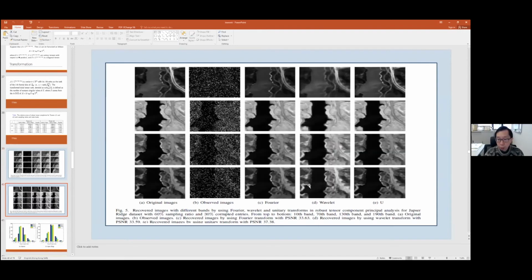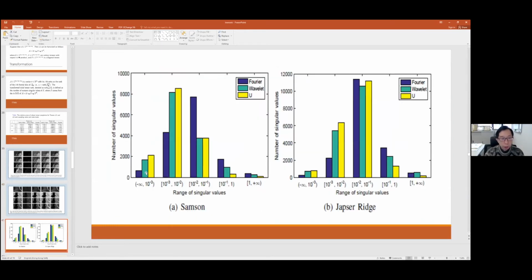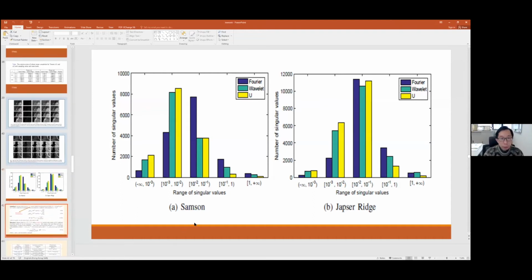Also you see that the wavelet, of course, can be better than the Fourier overall. The reason is because of the singular value decomposition. Appropriately using a transformation can help you change the distribution of the singular values. When you use the wavelet or the adaptive basis, that can help you put more small singular values in your representation. In some sense, that means you can represent your data in a more low dimensional structure, so hopefully you can recover it much better. So this is the result.